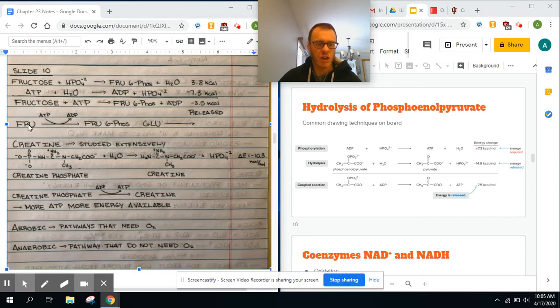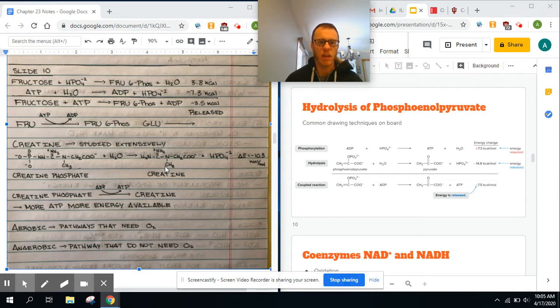We could do the same thing here. Fructose, ATP becomes ATP. We get fructose 6-phosphate. Here we could talk about ATP swinging in there, and this becomes glucose 6-phosphate. That's just a shorthand way of doing it. So you're going to see a lot of this ATP swinging in.